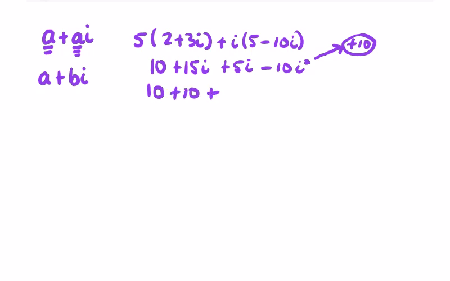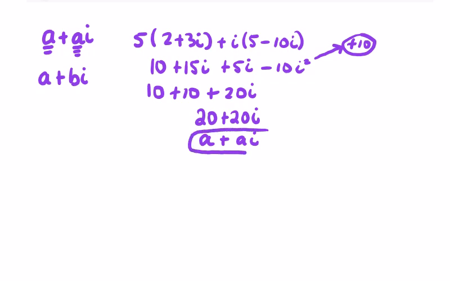You're going to get 15 plus 5 is 20i. So it simplifies to be 20 plus 20i, which you can see is in the form a plus ai. So don't get confused by maybe something different that you see in the question.